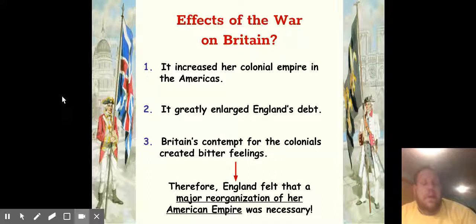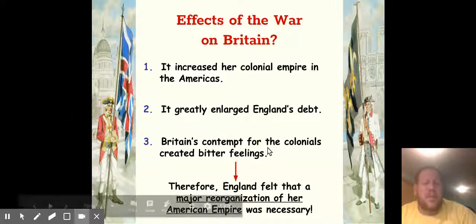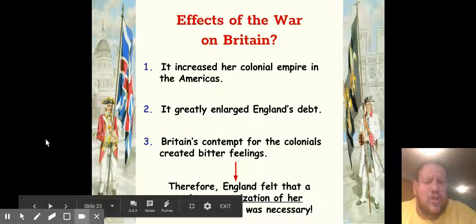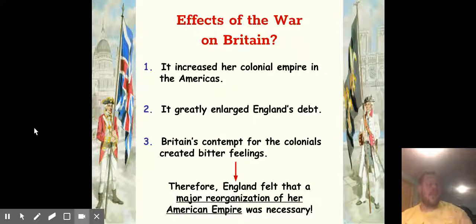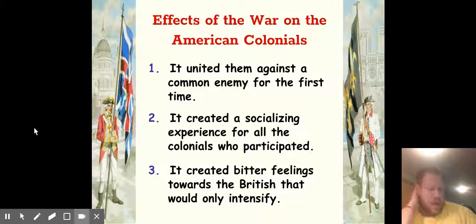Britain also has some contempt for the colonials. The fact that the colonials didn't always respect the British was a little sucker punch to them. They felt hurt by that, and they felt that the colonials should be more thankful for their help. And so England felt there had to be a major reorganization of the empire, and that's going to be a big change we're going to see coming forward here.